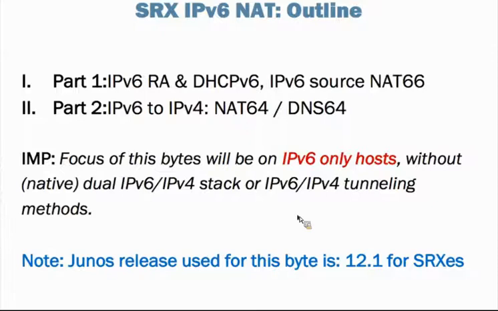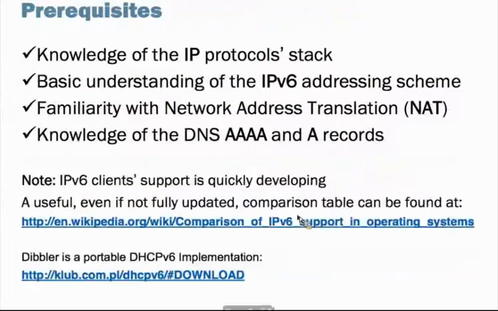Please note that the focus of the current byte is indeed on IPv6 only hosts. That means hosts that don't have enabled either an IPv4 IPv6 dual stack or IPv6 to IPv4 tunneling methodologies. Also, to your own benefit, I inform you that the current byte is being recorded with an SRX branch running on Junos version 12.1.